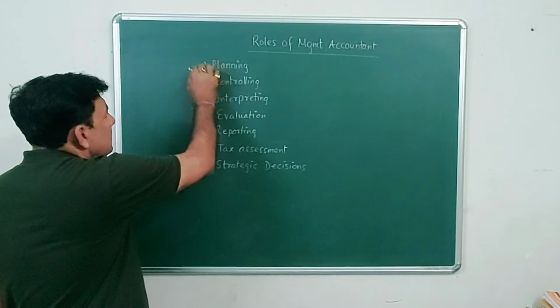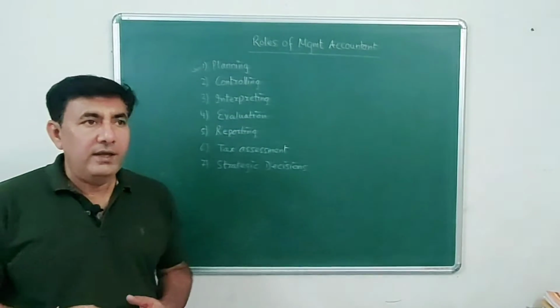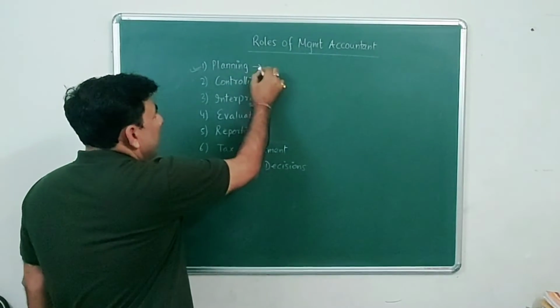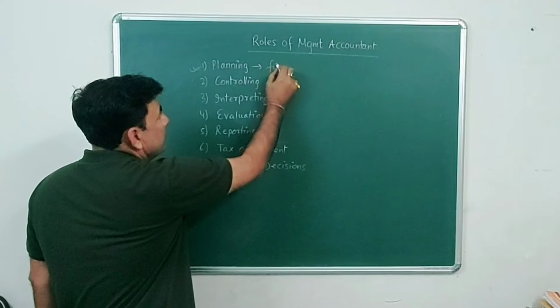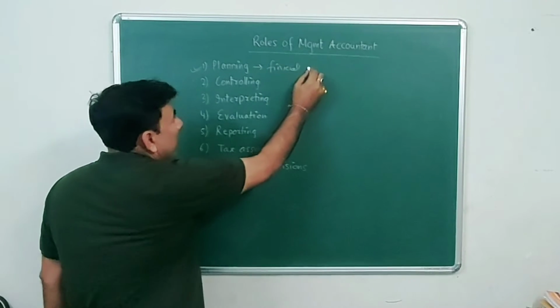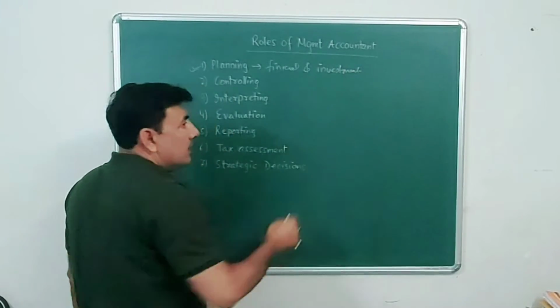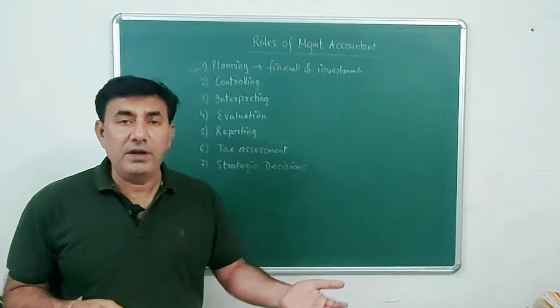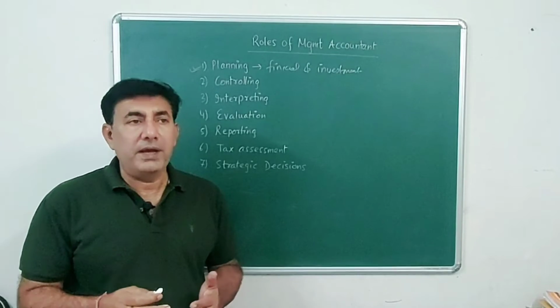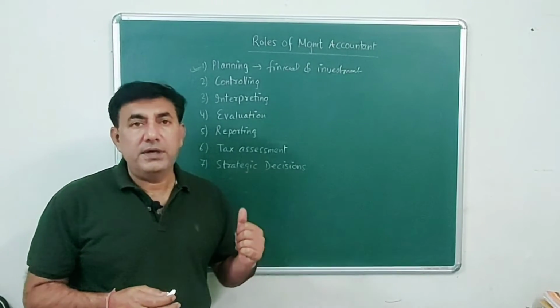First of all, he does all the planning regarding financial matters and investment. So how to get finance and how to spend finance. These are the two basic kinds of planning done by the management accountant.